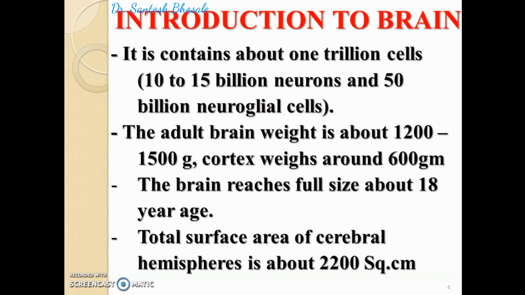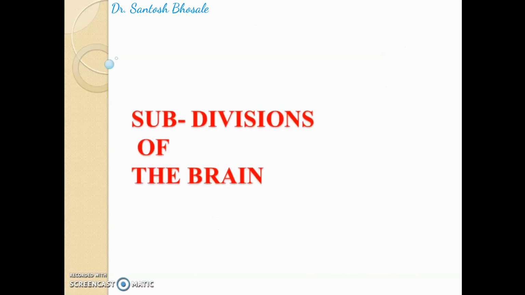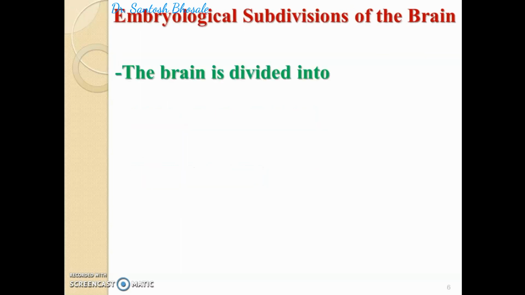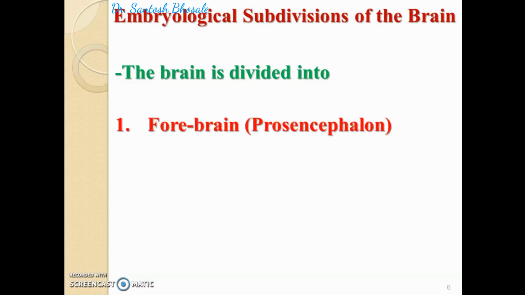The brain consists of about 10 to 15 billion neurons and around 15 billion neuroglial cells. The adult brain weighs around 1.5 kg, and the cortex weighs around 600 grams. The brain reaches its full size at about 18 years of age. The total surface area of the cerebral hemisphere is around 2200 square centimeters.